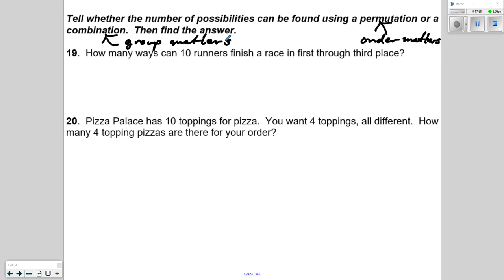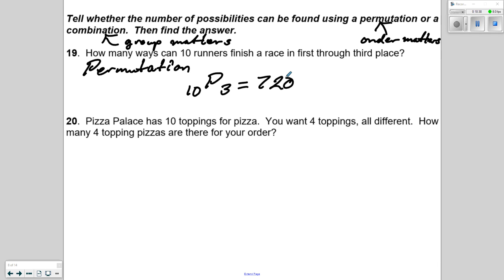If we take a look at 19, it says, how many ways can 10 runners finish a race in first through third place? We have to think about the context of the problem. Does order matter? Of course, if it's a race, order matters. First is not the same thing as second, which is not the same thing as third. So this is definitely a permutation. Of 10 runners, we're trying to figure out how many different ways we can order 3 people. So that's 10P3. If we do that, that's 720.